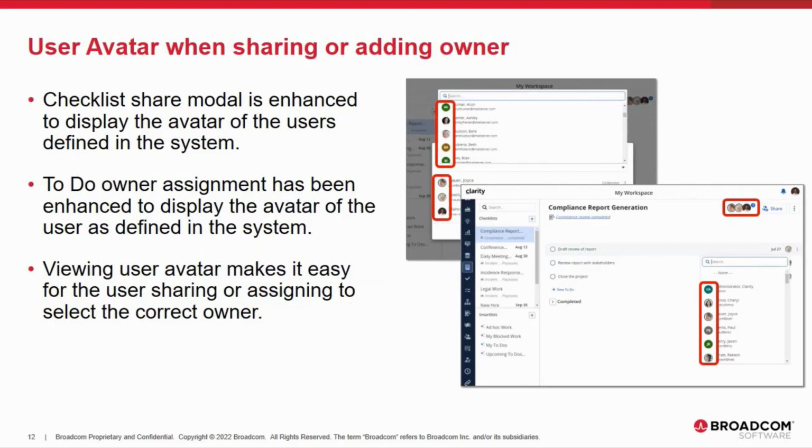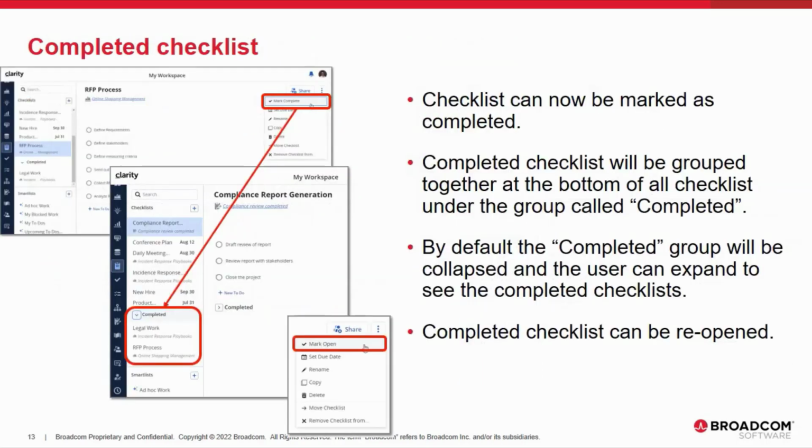specific checklist with. We have also now the capability to mark a checklist for completion. Once a checklist is completed, we will treat it very similar to how you would complete a to-do, which is the completed checklist will be grouped at the bottom of the checklist list, and it'll be grouped together under a section called completed. By default, the completed group will be collapsed and the user can expand to see the list of all the completed checklists.